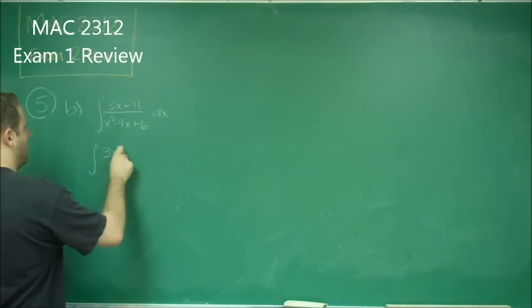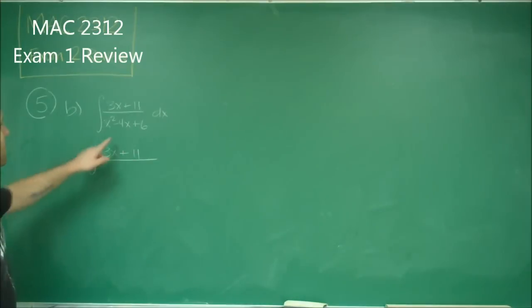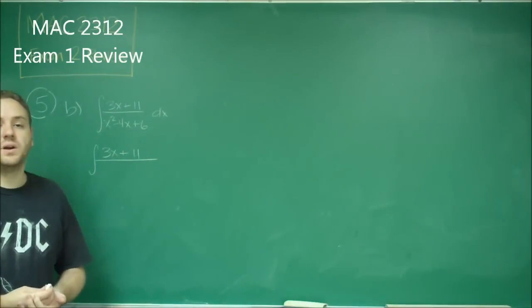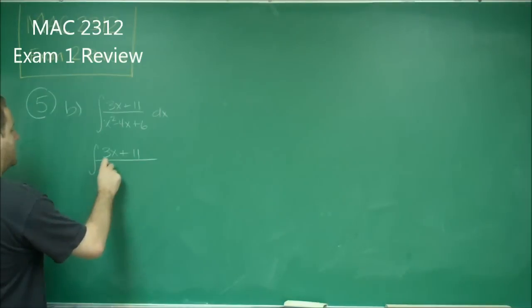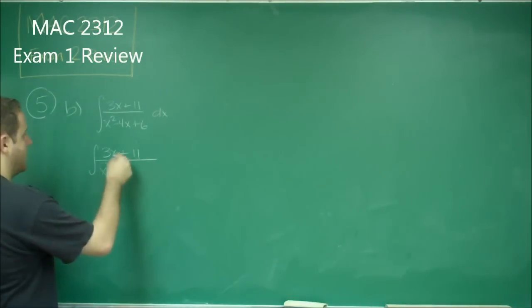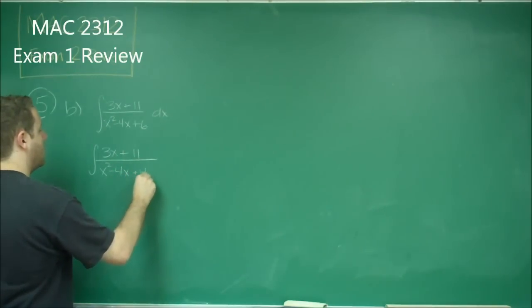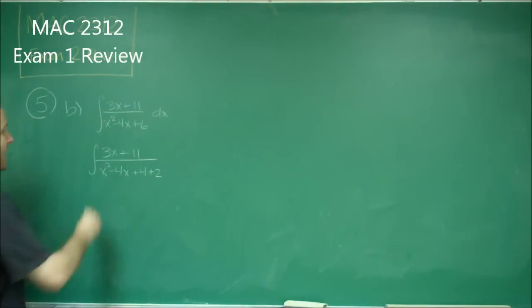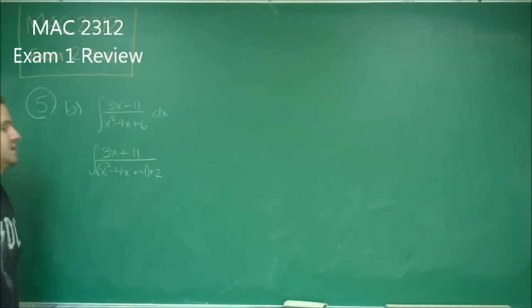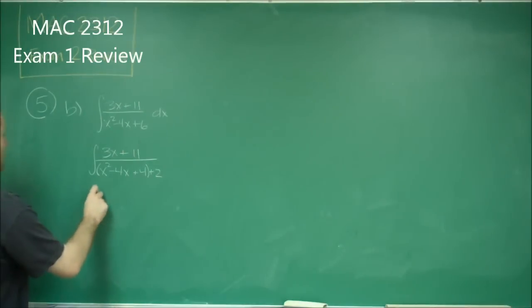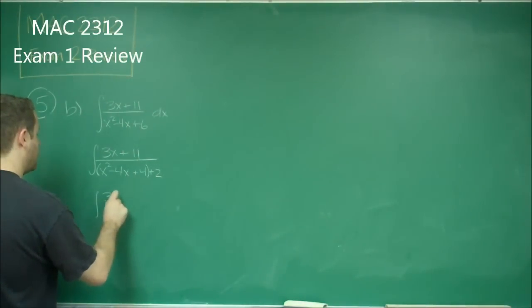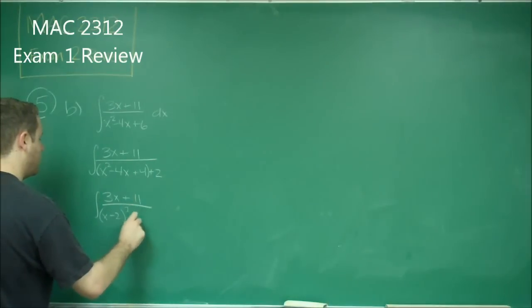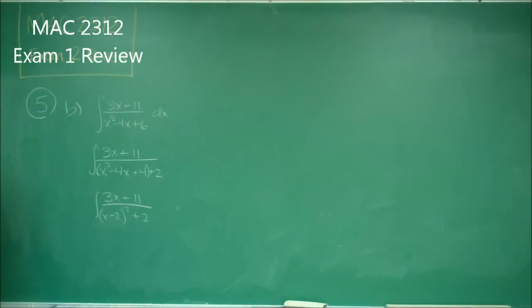With the coefficient of our b being 4, x squared minus 4x plus 4 would be a perfect square. We have plus 6, so we can just reduce that to x, or we can expand that to x squared minus 4x plus 4 plus 2. So obviously that's the same thing as what's up there, but x squared minus 4x plus 4 is a perfect square. So what we end up with here is 3x plus 11 over x minus 2 squared plus 2.